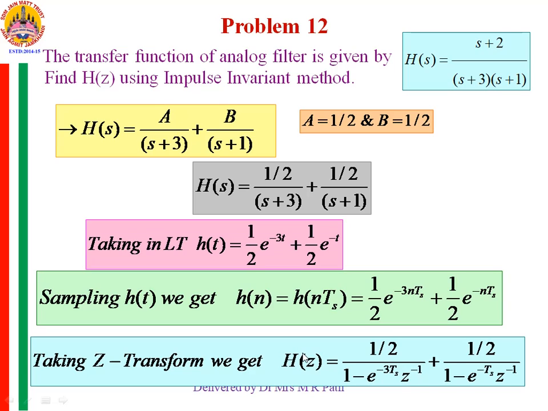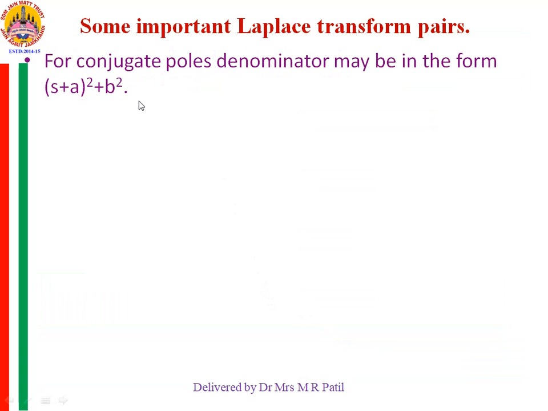If you have designed an analog filter and obtained H(s), to obtain H(z) from H(s) we have to use the inverse Laplace transform, obtain h(t), replace t with nTs, and then take the z-transform of it so that you will get H(z). So before proceeding ahead with this method, you should know the important Laplace transform pairs.